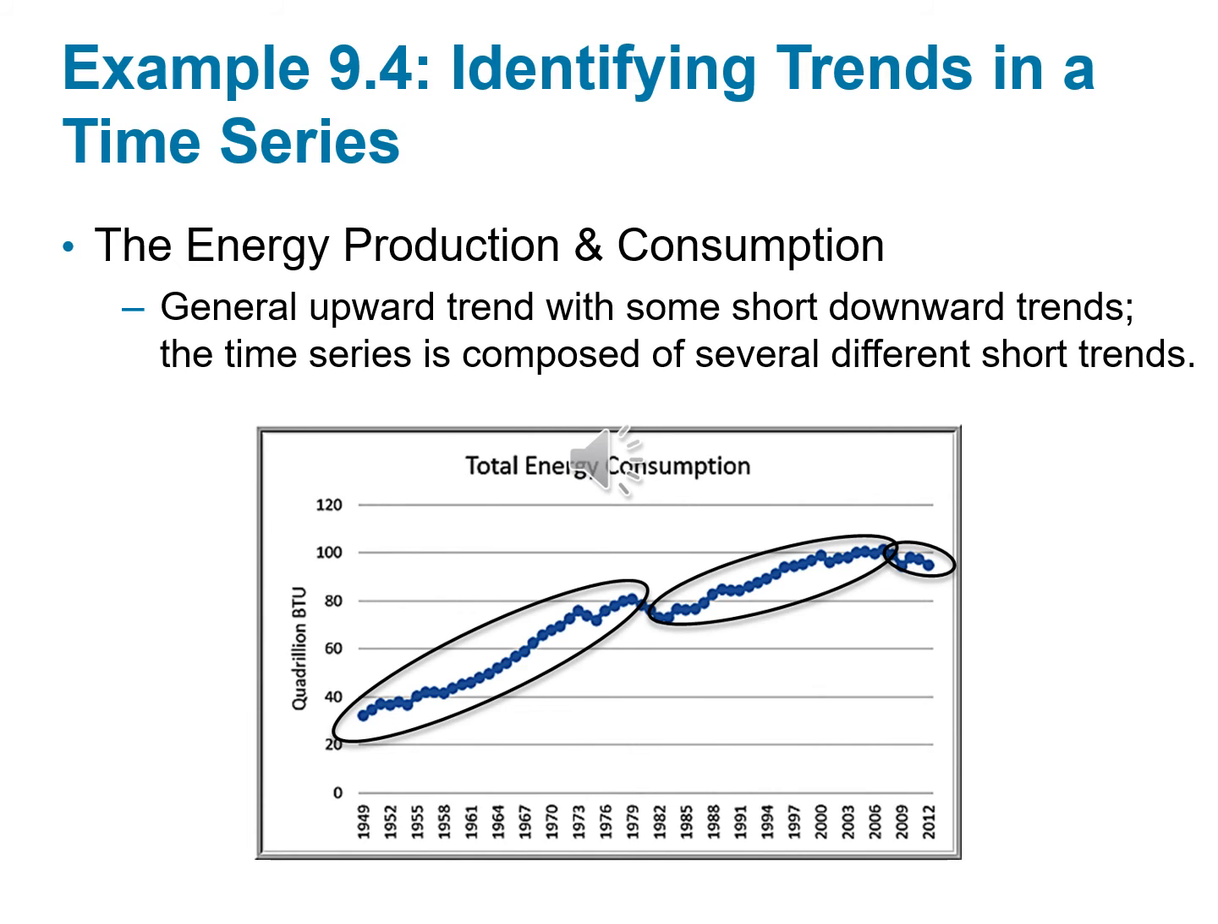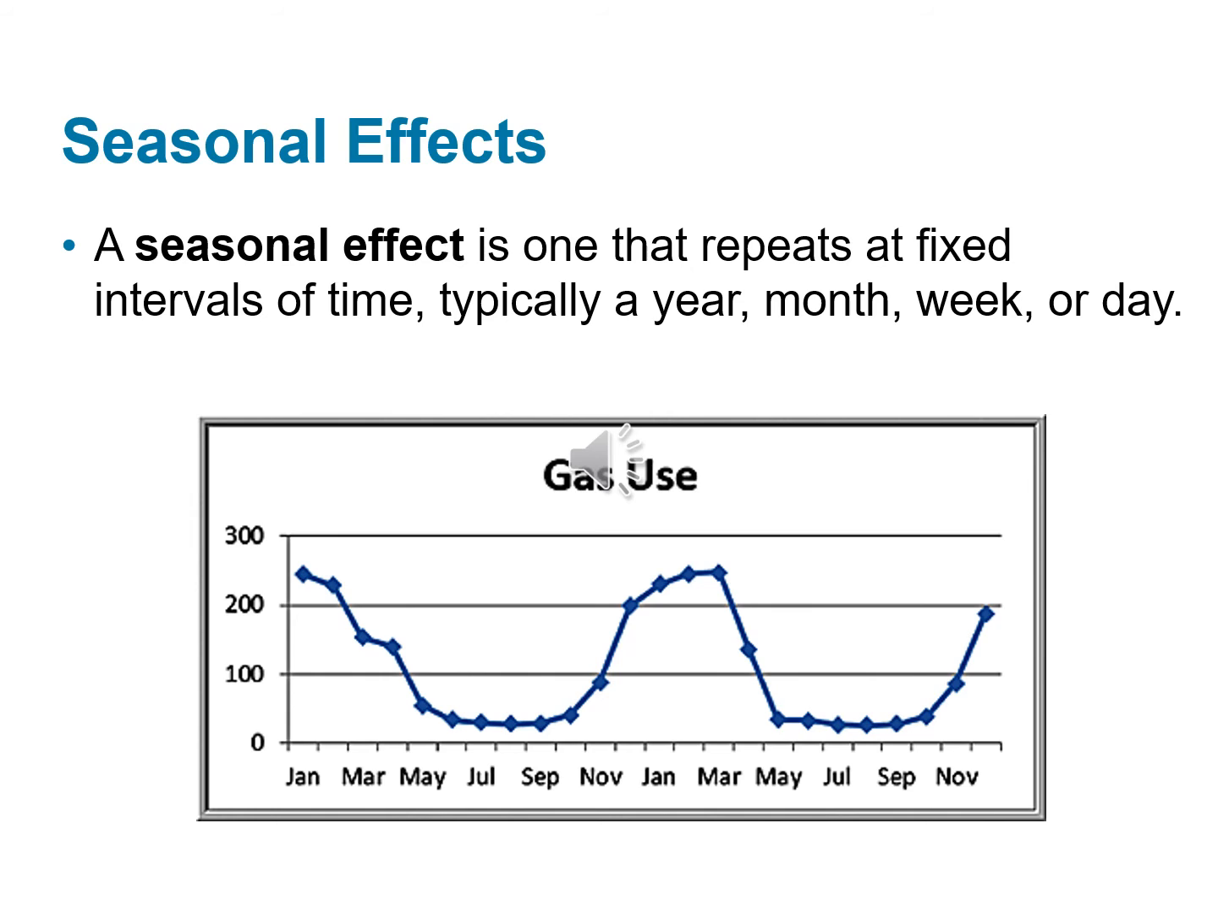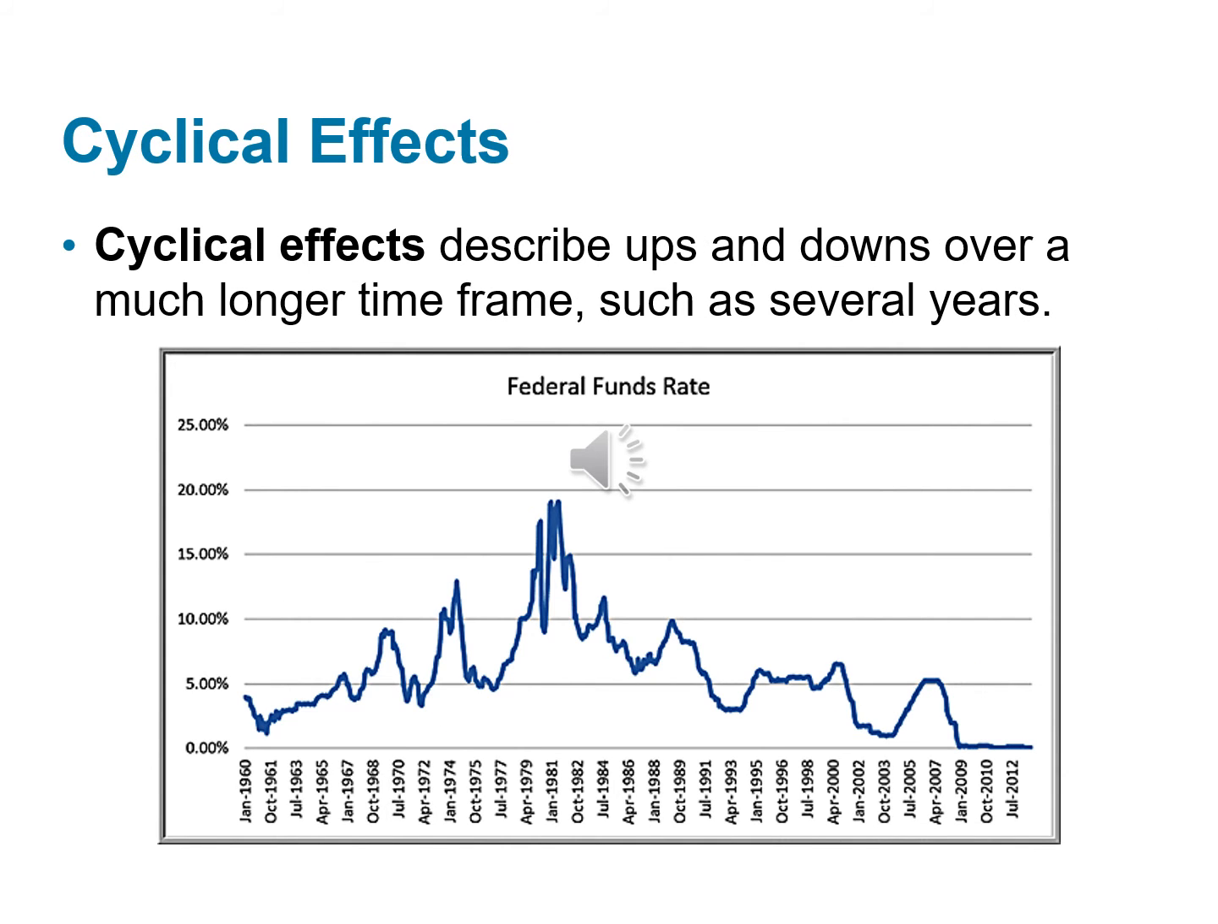Example 9.4, Identifying trends in a time series. The energy production and consumption shows a general upward trend with some short downward trends; the time series is composed of several different short trends. Seasonal effects. A seasonal effect is one that repeats at fixed intervals of time, typically a year, month, week, or day. Cyclical effects. Cyclical effects describe ups and downs over a much longer time frame, such as several years.